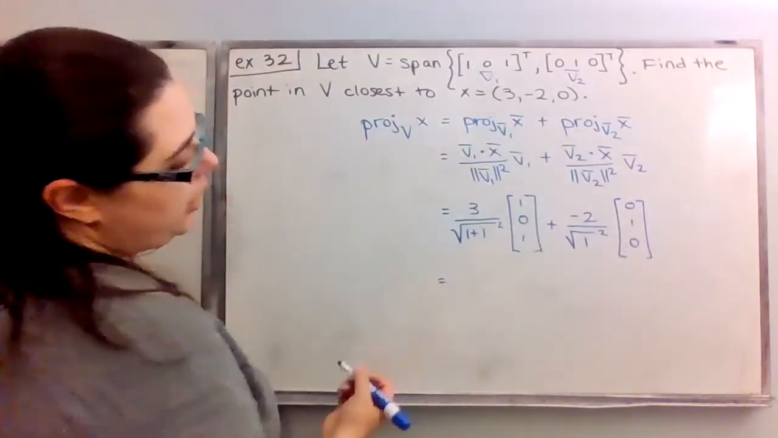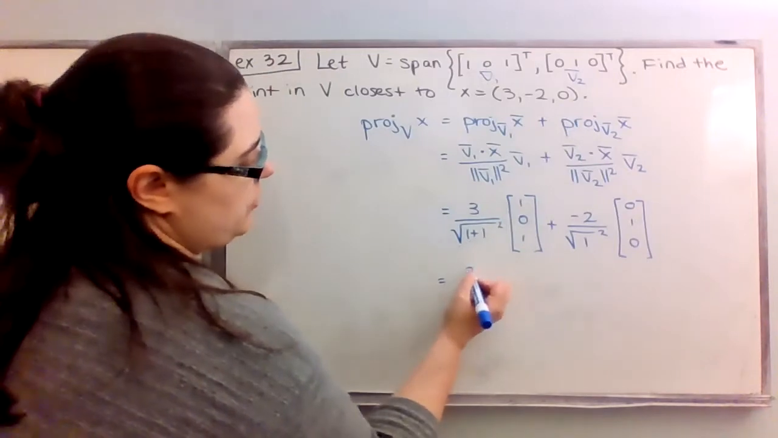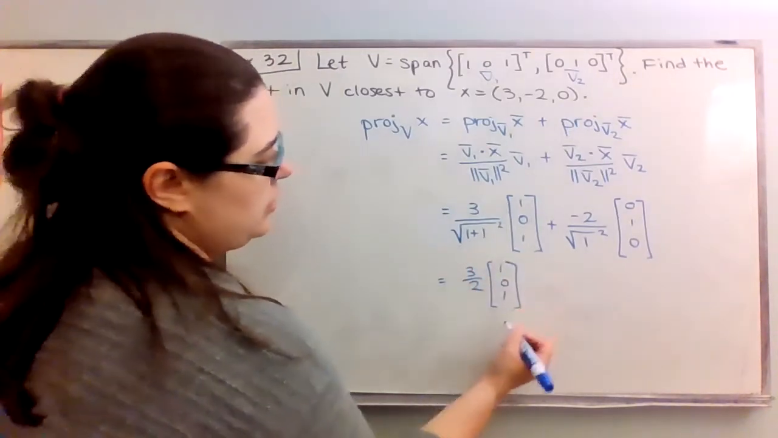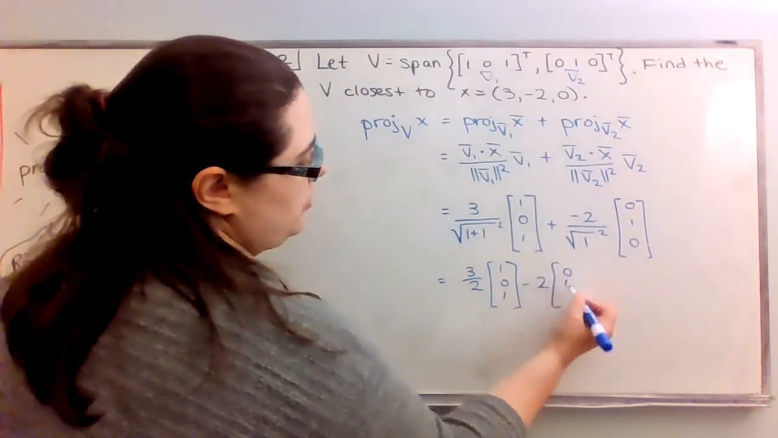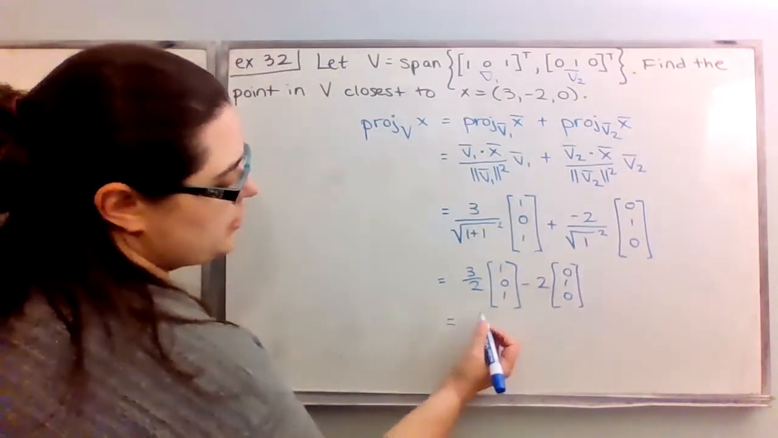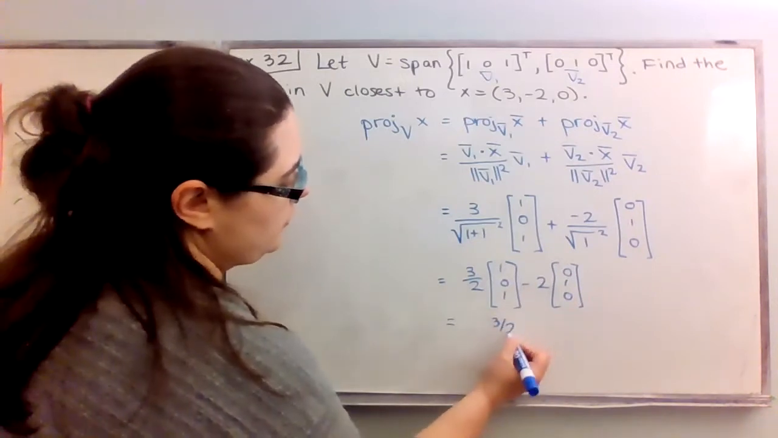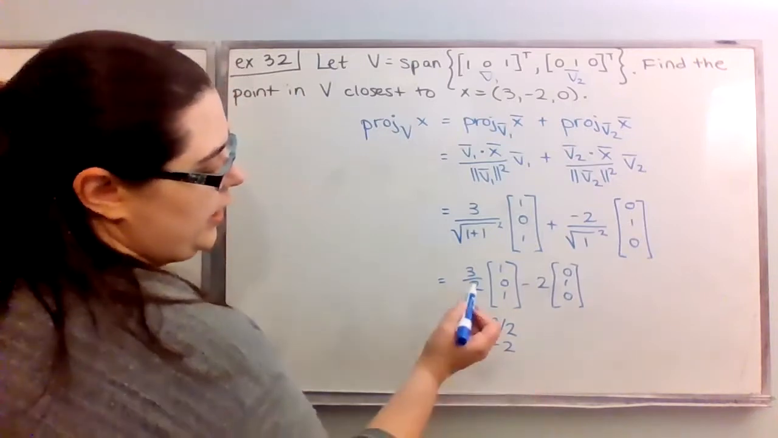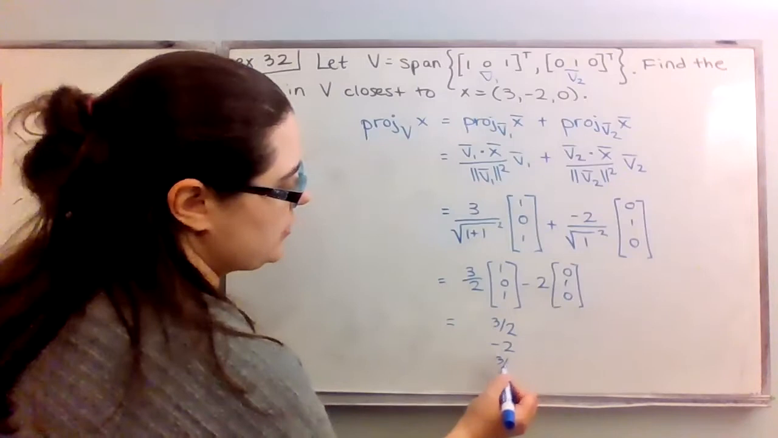Cool. All right, so (1, 0, 1) makes 2, and the square root of 2 squared is 2. So we get 3 halves times (1, 0, 1). That's just 1, so we'll get minus 2 times (0, 1, 0). So we're going to get 3 halves minus 0, so 3 halves, or 1.5. 0 minus 2, so negative 2. And 3 halves minus 0, so 3 halves.